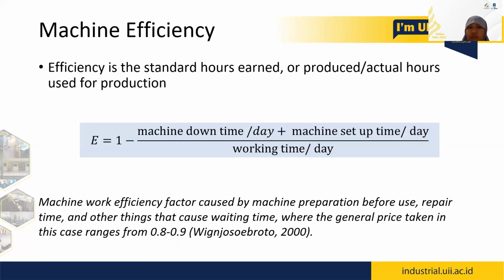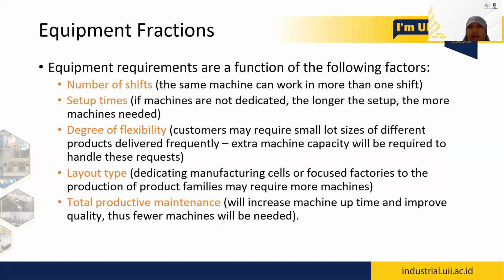Okay, so how can we calculate the machine efficiency? So basically, you just need to subtract 100% with the percentage of the actual machinery that is not being used for production. Okay, so if there is machine downtime, if there is setup time, if there is break time, basically you need to subtract that from it.